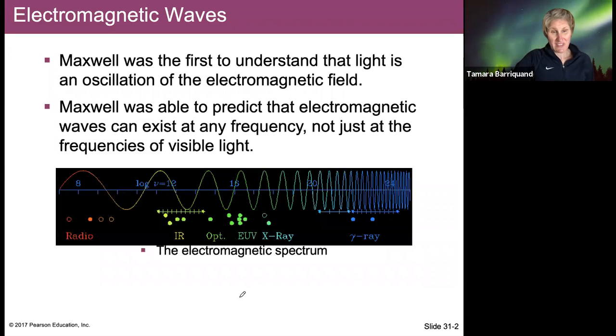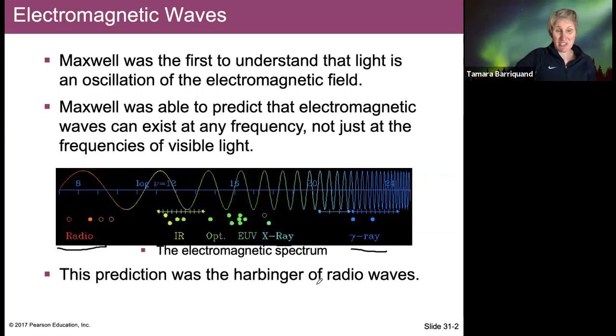Here is an image of the electromagnetic spectrum, ranging from the long wavelength radio waves all the way up to the shorter wavelength X-rays, and even shorter wavelength gamma rays. So at the time, radio waves hadn't been discovered. So this prediction was the harbinger of radio waves. So let's review Maxwell's equations and see how we can use Maxwell's equations to come up with electromagnetic radiation.